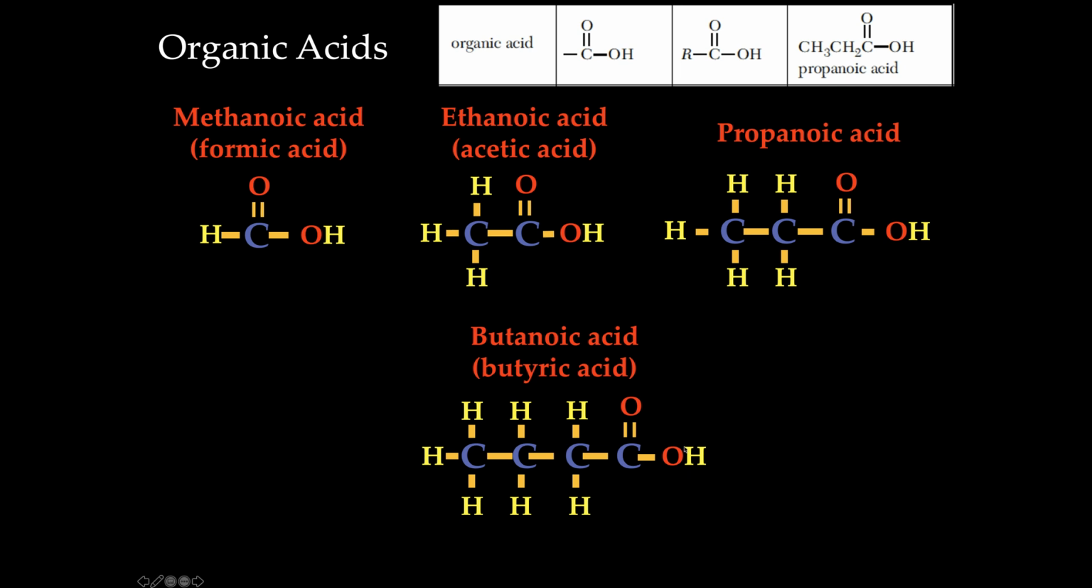And by the way, this H at the end, that's the H that ionizes when you dissolve an organic acid in water. Organic acids, unlike all other organic compounds, are electrolytes. They're weak electrolytes. They'll barely conduct electricity when you dissolve them in water, but they do ionize to a small degree because this H on the end of the carboxyl group can ionize in water. Also, the bigger the molecule is, the weaker it acts as an acid. So methanoic acid is the strongest organic acid.